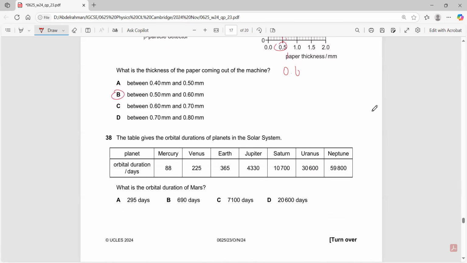Table gives the orbital durations of the planets. What is the duration of Mars? Mercury, Venus, Earth, and then Mars should be somewhere between Earth and Jupiter. So the orbital duration of Mars has to be longer than Earth and shorter than Jupiter, giving you only 690 days.